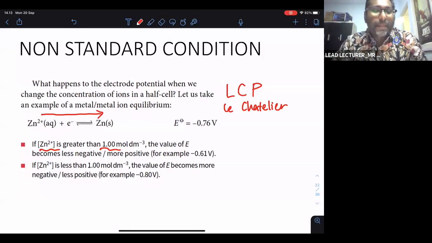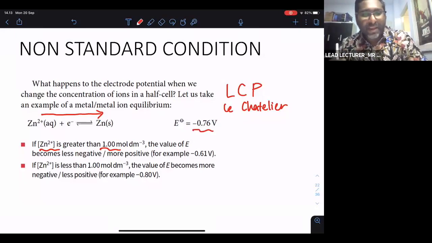So when this is happening under non-standard condition, what will happen? You can still hear me? Okay, I think my connection is breaking.